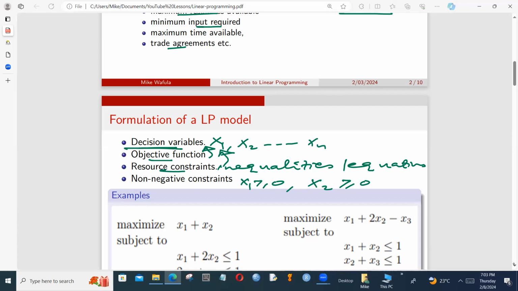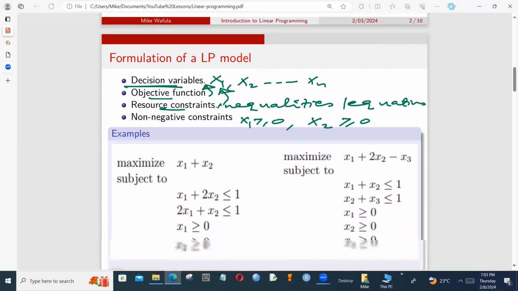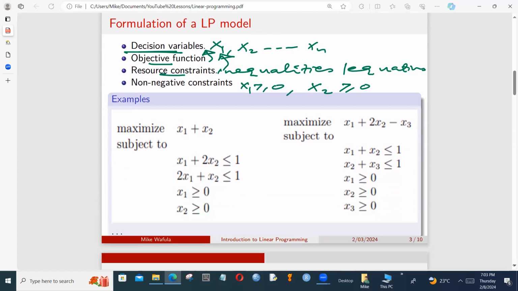I have two examples here that we want to look at that show a formulated linear programming model. The first one is a linear programming model that has been formulated, and this one has only two decision variables. And this is our objective function, z equals x1 plus x2. We can see it's a maximization kind of objective function.